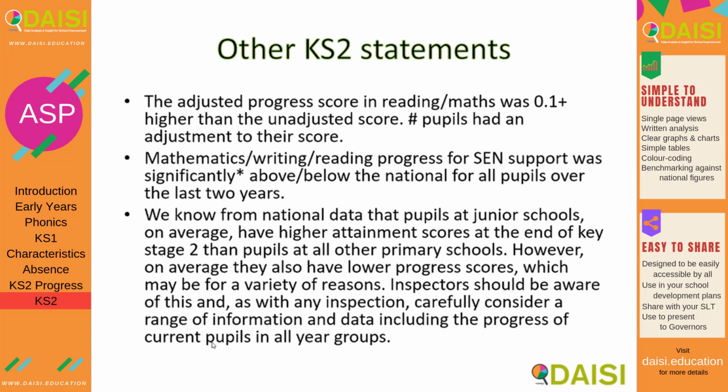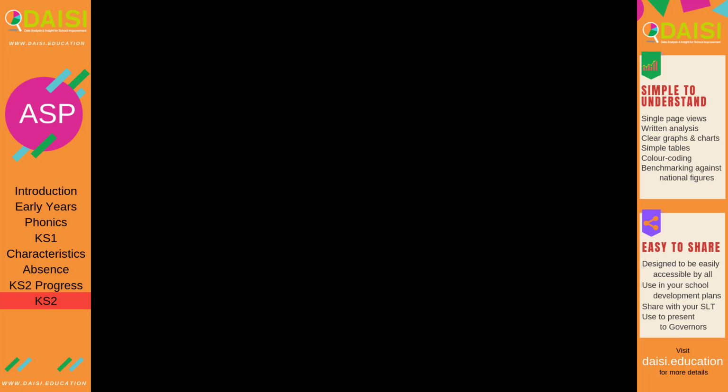And then there is a note for junior schools, which generally have higher attainment but lower progress scores. So if your school is a junior school, then inspectors should be aware of this and consider a wide range of information and data, including the progress of current pupils in all year groups. So in the next video, we'll have a look at some points to ponder for Key Stage 2.